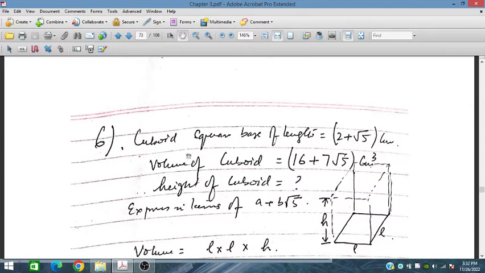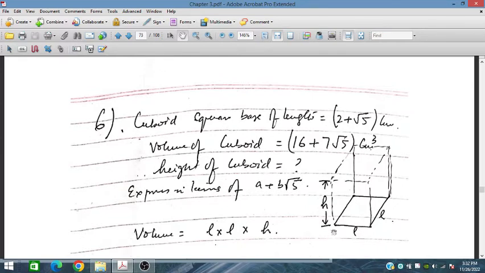Now a cuboid has a square base of length 2 plus under root 5. This length is 2 plus under root 5, and this length is also 2 plus under root 5, and we have to find the height. The volume of the cuboid is given in centimeters cube, and the length of the square base is given. So the volume is length into breadth into height, and the breadth is equal to the length. So this is length, and this is height.